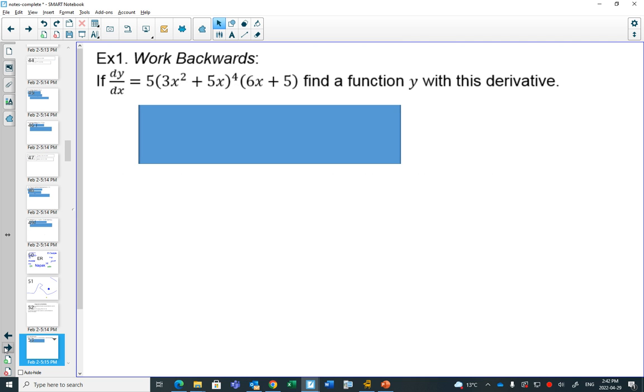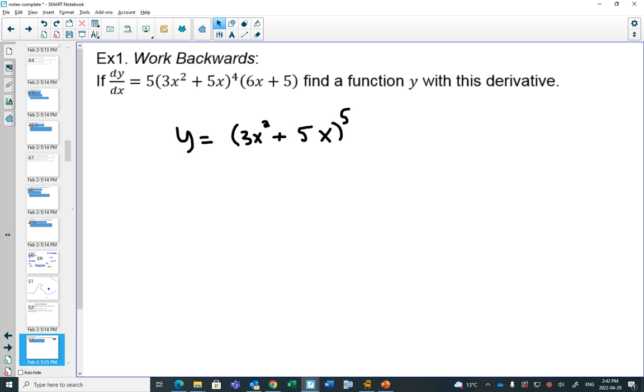Okay? So this was one that we did earlier in our derivative notes. Right after we did the chain rule, I had this question. Can you work backwards? And because you had just done the chain rule of bringing the outside function in front, keep the inside the same, multiply by the derivative of the inside function, working backwards, it was not hard for you to see that it would be this.